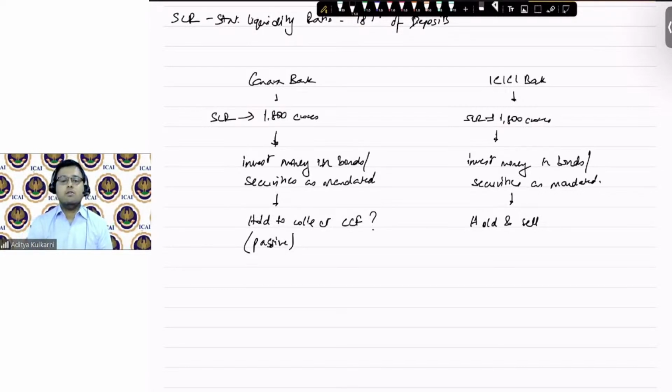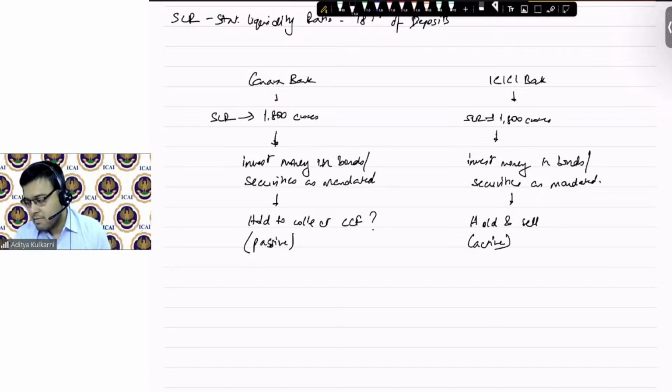ICICI Bank, what do you think is the business model? The bank says we are very active. We have an investment manager whose only work is this. He will track the investments, make recommendations for selling, ensure the sales happen, and ensure the money comes back to the entity. So therefore, this is another form of investment.